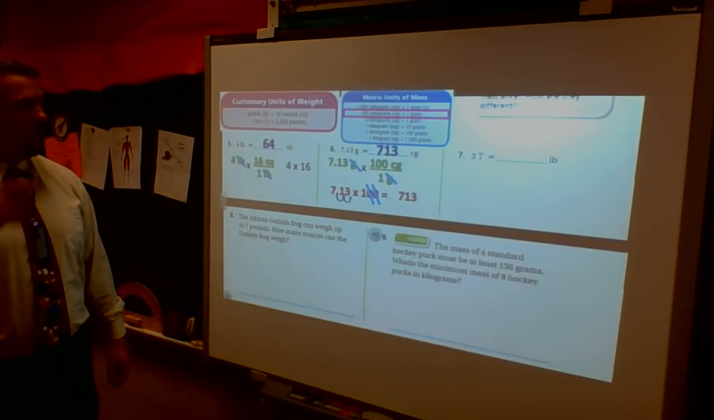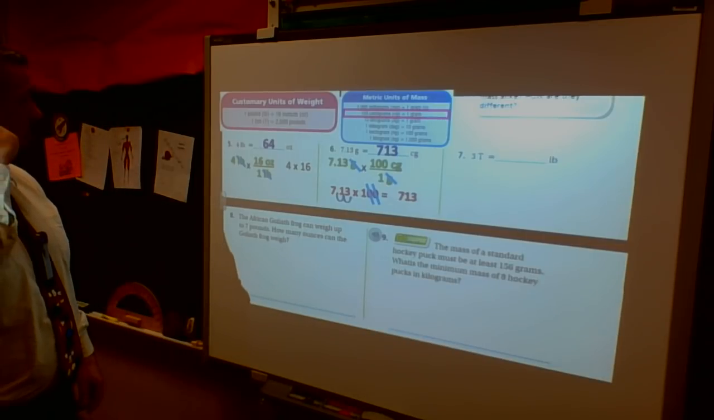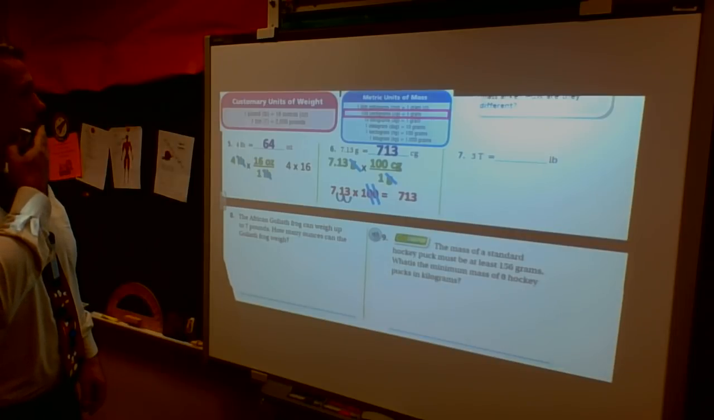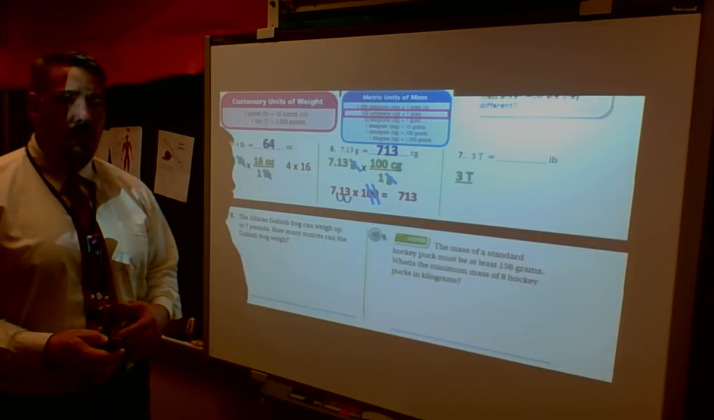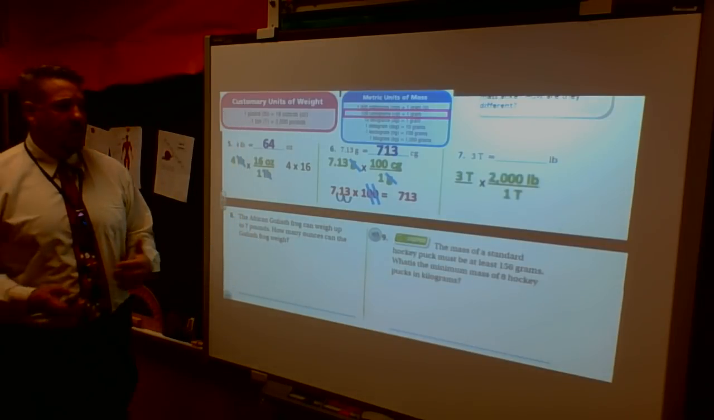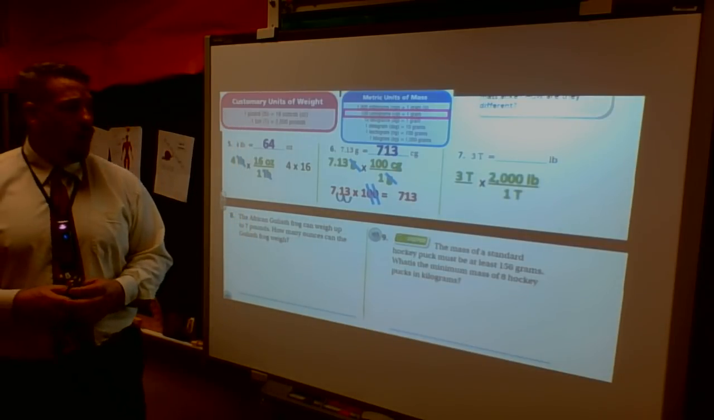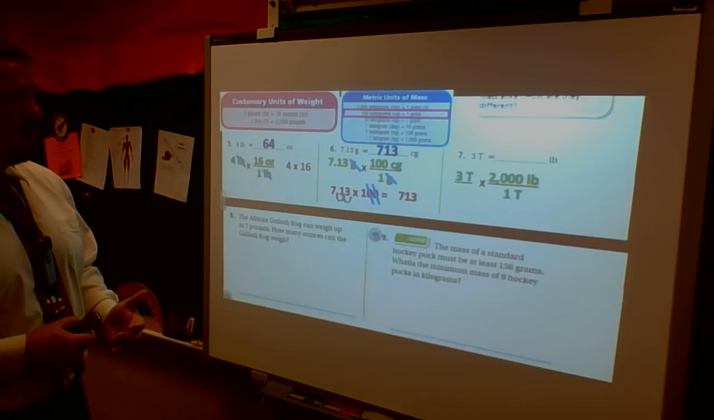And now I go to a T. Where's a T? I don't have a T, do I? So I may have to look at some other conversion rates and see what that T means. Oh, well, that T actually means tons.